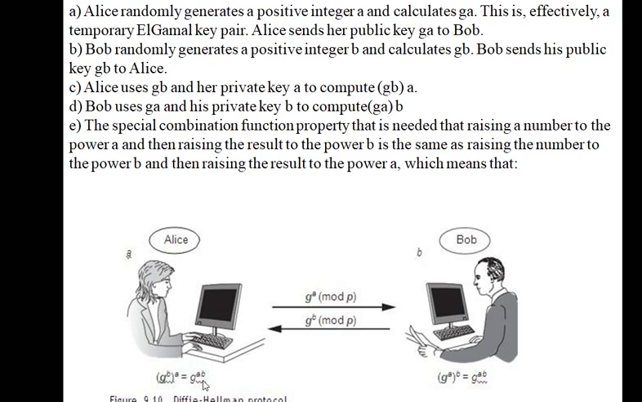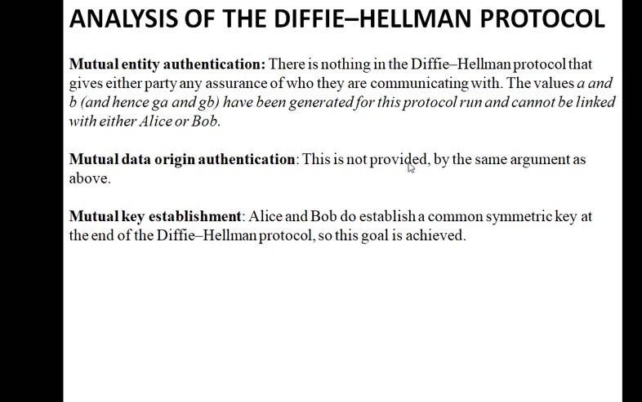The special combination function property that is needed is that raising a number to the power A and then raising the result to the power B is the same as raising the number to the power B and then raising the result to the power A, which means they are the same. Here the analysis of this protocol: mutual entity authentication, then origin authentication and key establishment.